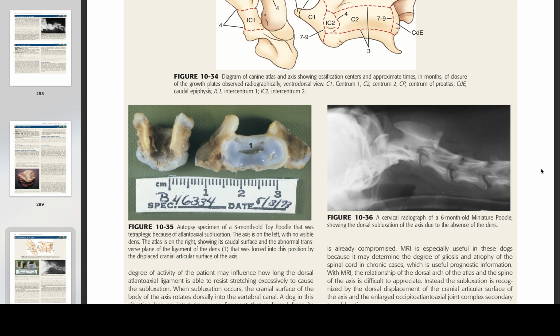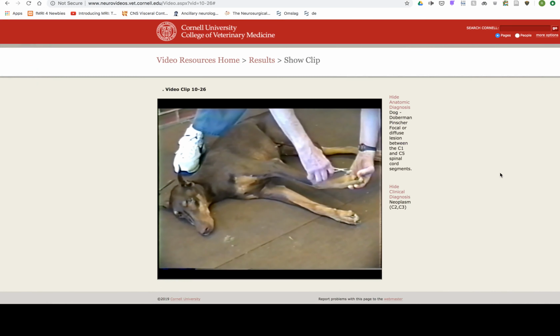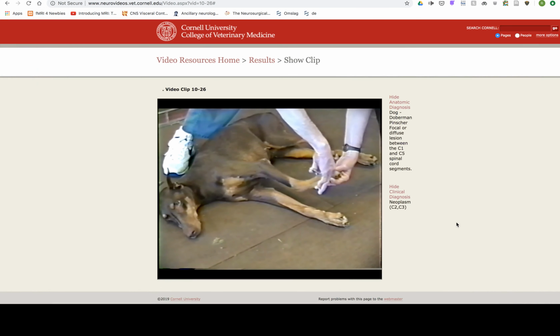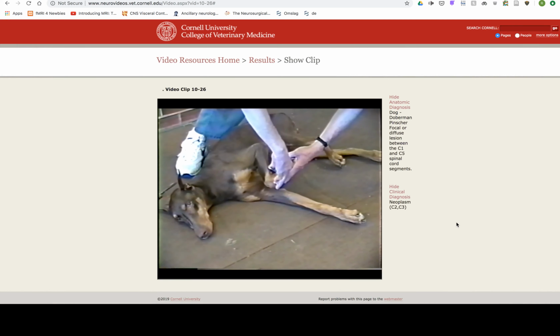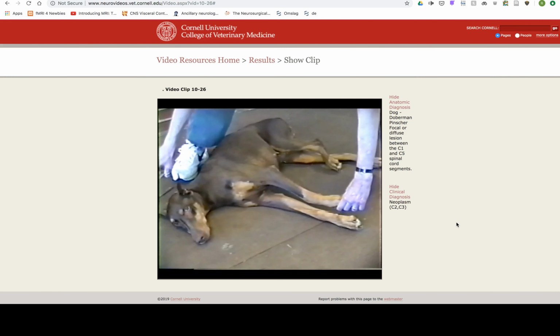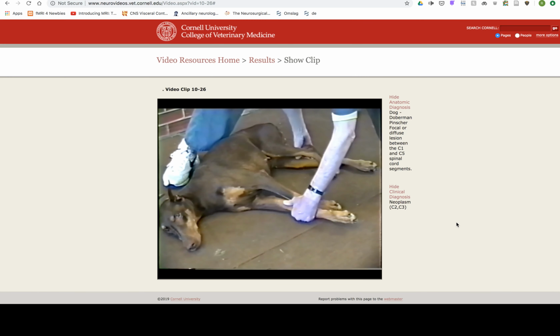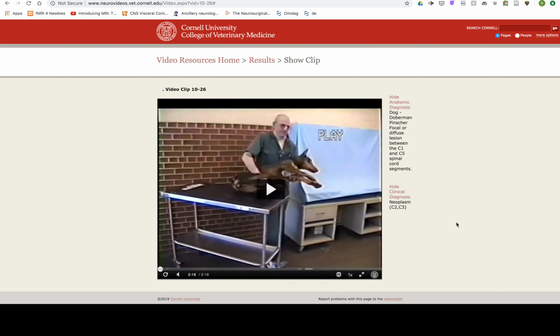The normal alignment of the atlas and axis is dependent on the dens and cranial articular surface of the axis being held in contact with the caudal articular foveae of the atlas by the transverse ligament of the atlas, which is attached on both sides of the ventral arch of the atlas and passes dorsal to the dens. The apical and alar ligaments attach the apex of the dens to the basioccipital bone cranially. In addition, the thick dorsal atlantoaxial ligament between the dorsal arch of the atlas and the spine of the axis contributes to this joint stability.